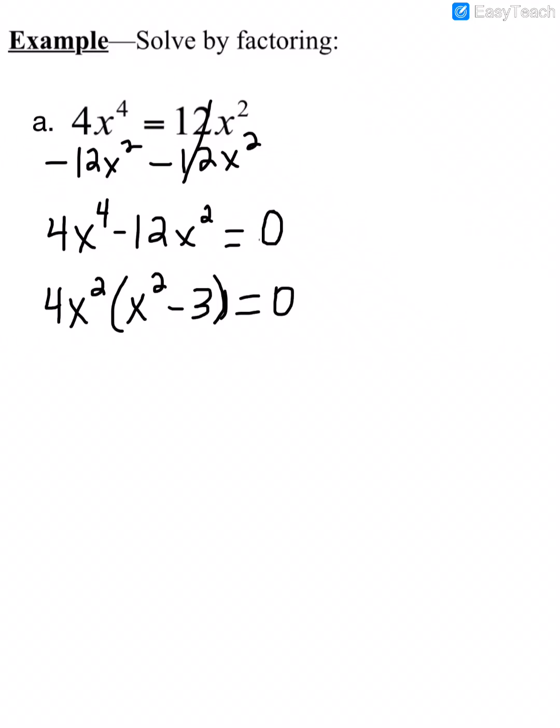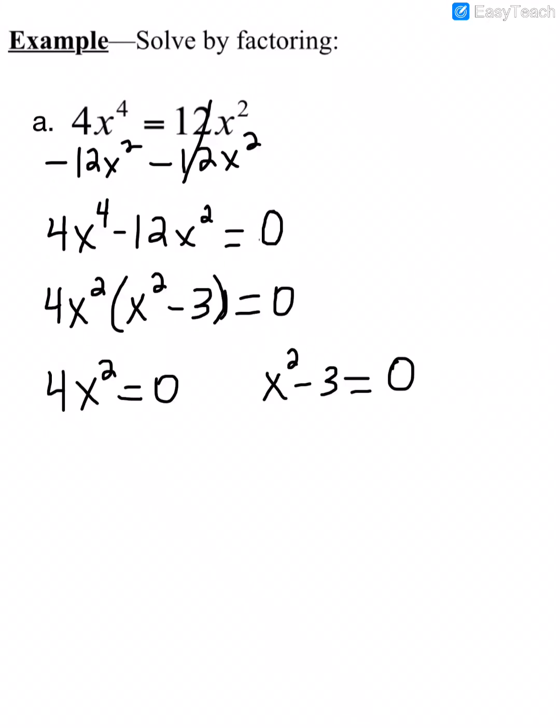Once we have our equation completely factored, which this is, we can't factor any farther, then we take each factor, set them equal to 0, and solve. So my first factor, 4x squared, I'm going to set equal to 0. And I'm going to do the same thing with my other factor, x squared minus 3. I'm going to set that equal to 0. Having trouble with my zeros today.